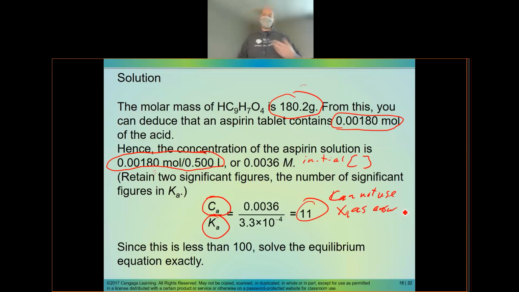So you'll have to check it and check it. If it is 100 or more, then you can simply go with x1 as your final answer, and that amount of error is going to be less than 5%, which is an acceptable error. But in this case, you would have to do the quadratic or the successive approximations until you get the same answer twice.